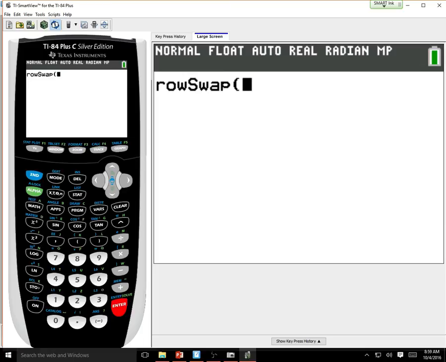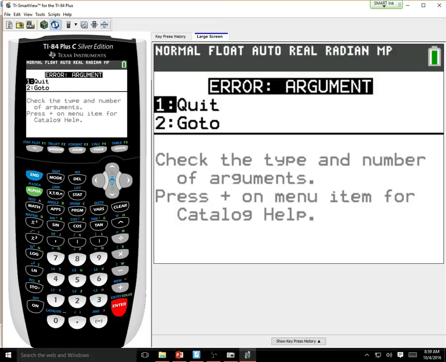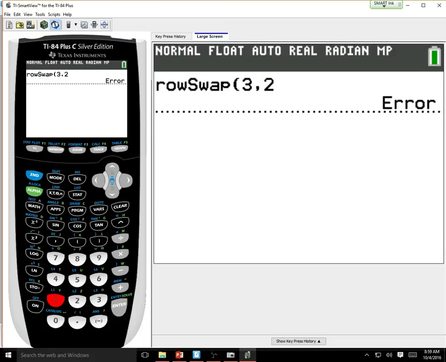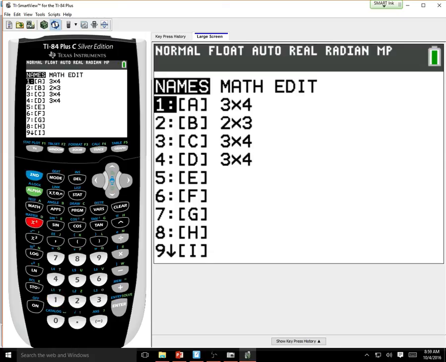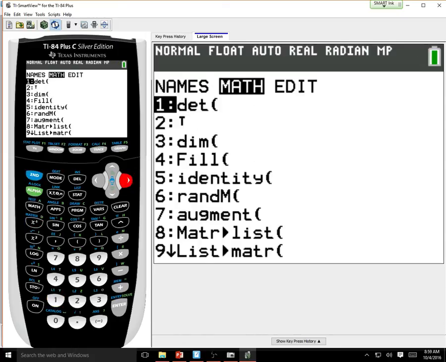We took, let's see here. How would that go? Is it 1, 3, comma 2? I'll have to remember how to do this because I haven't done that. Determinant.